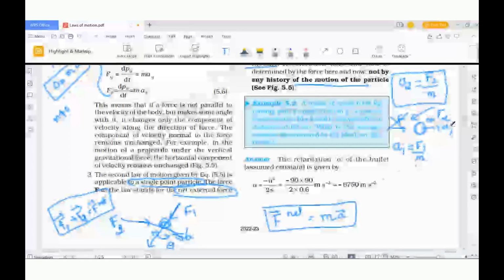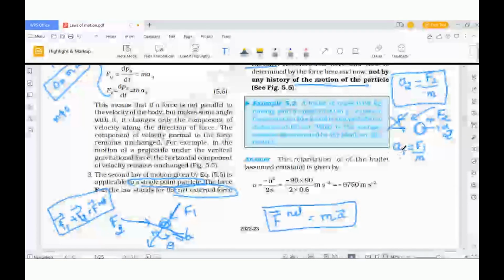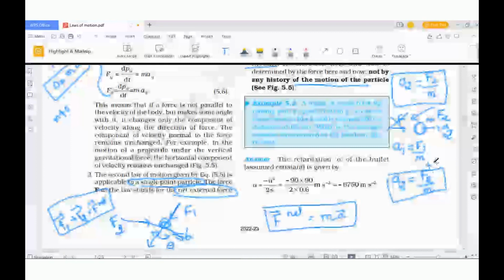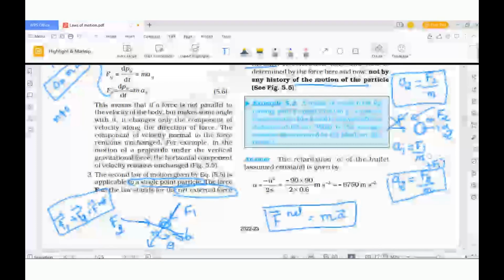Now if I tell you to calculate the acceleration, will it be equal to A1, the earlier acceleration? No, right? Because the force is different. So A2 will definitely be different, because F2 is different from F1. So you get your acceleration as F2 by M. Here I'm not adding F1, because F1 is not acting on the body at the moment when I am discussing. Correct?